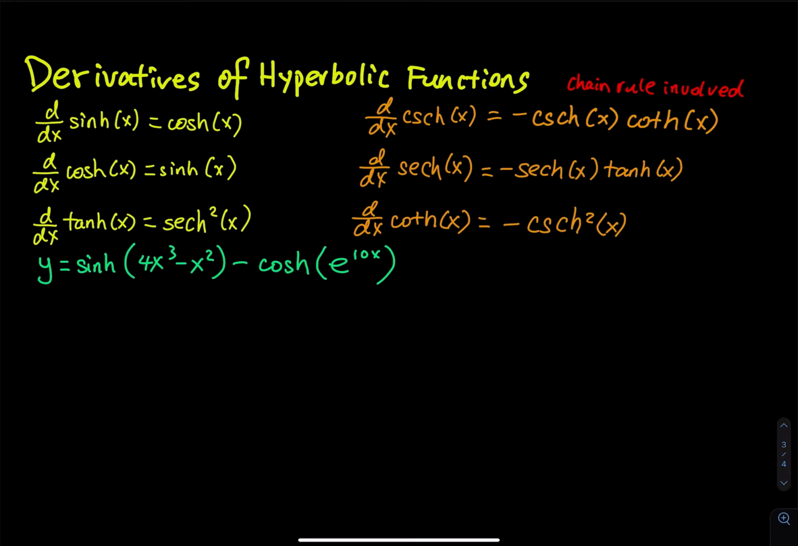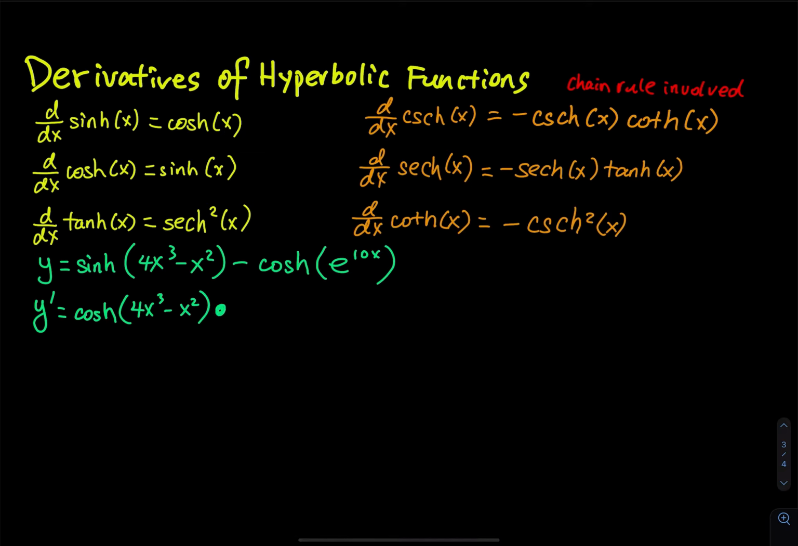So let's do 3 problems so the video won't be too long. The first one is y equals hyperbolic sine of 4x to the third minus x squared, minus hyperbolic cosine of e to the 10x. So y prime: the derivative of hyperbolic sine is hyperbolic cosine, so hyperbolic cosine, and we don't touch this yet, so 4x to the third minus x squared, and then we do a chain rule.